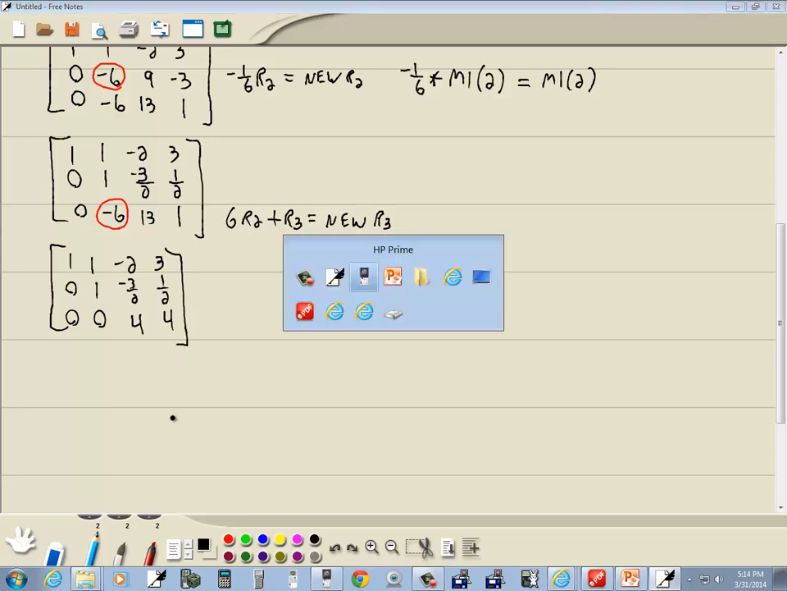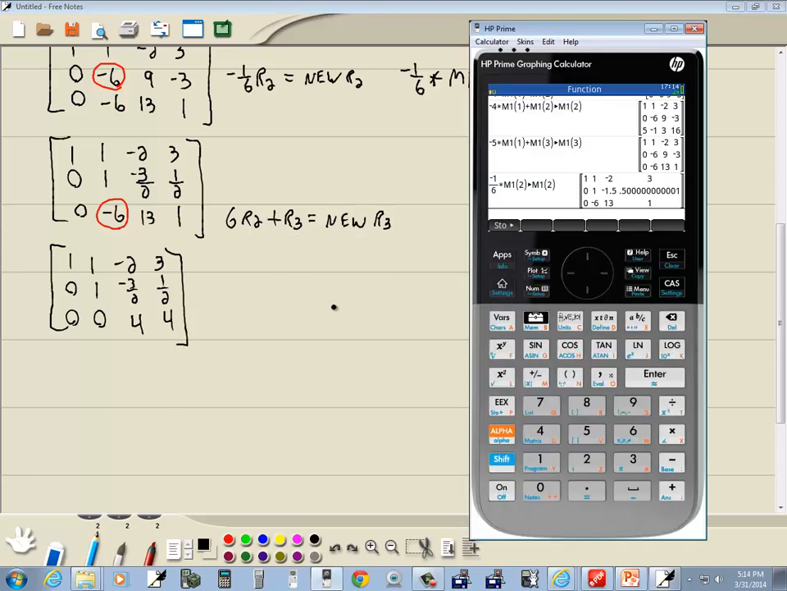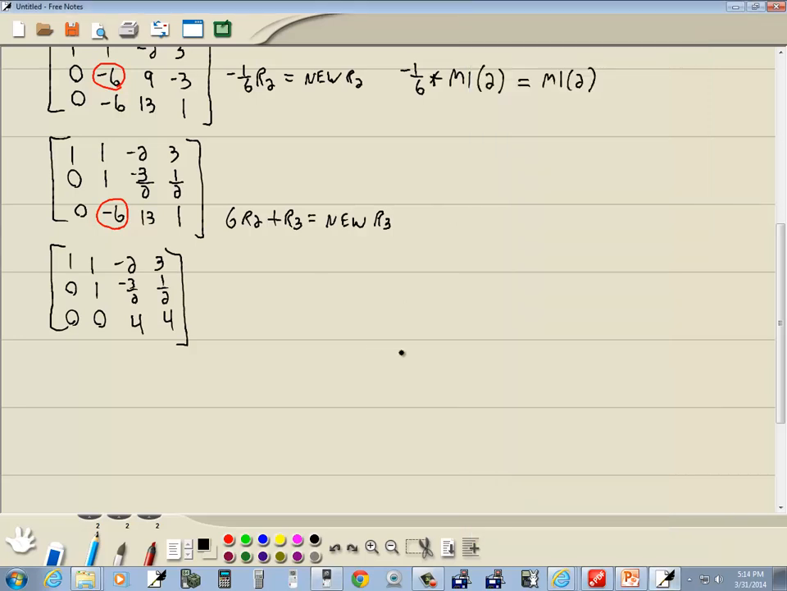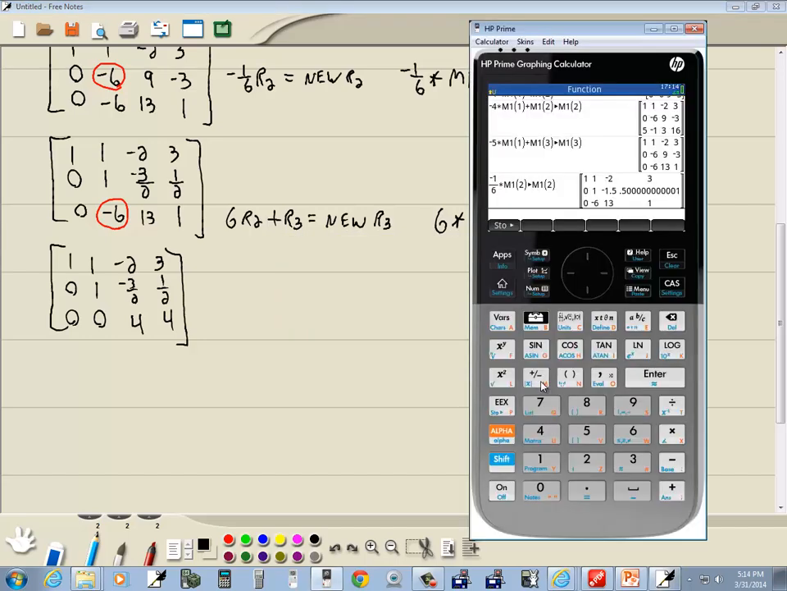Okay, let's use a calculator to see how that works. Oh, let me write out what it would look like in HP Prime notation. We're going to take 6 times M1, the second row, plus M1, the third row, and that's going to give us, this is where a store will be, our new row 3. Okay.